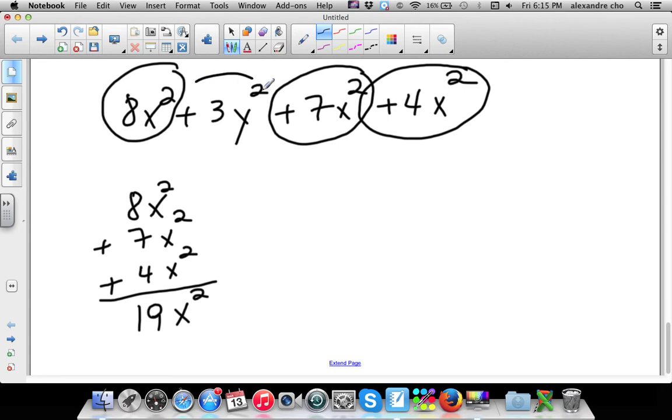And this guy over here, there's no other terms with y's, so we're just going to copy that right next to the x squared, and you get 3y squared.